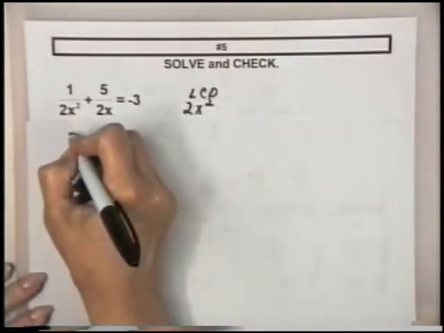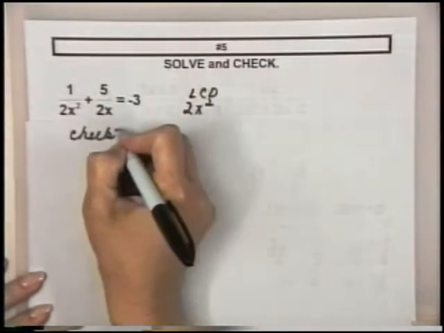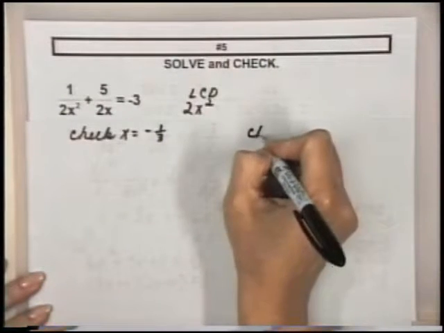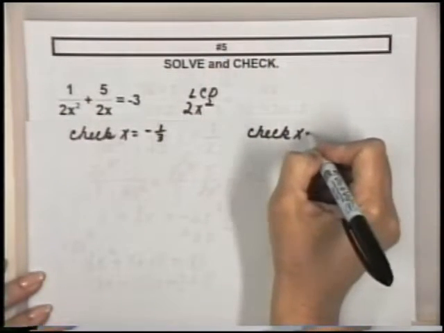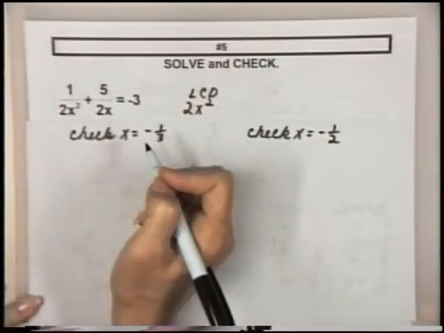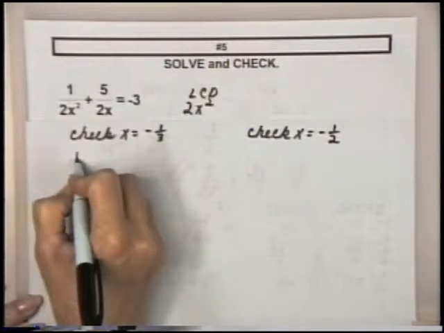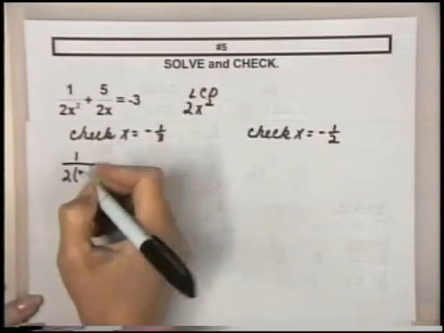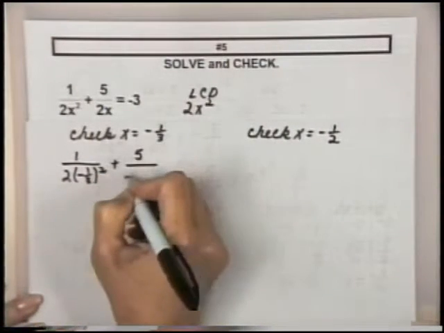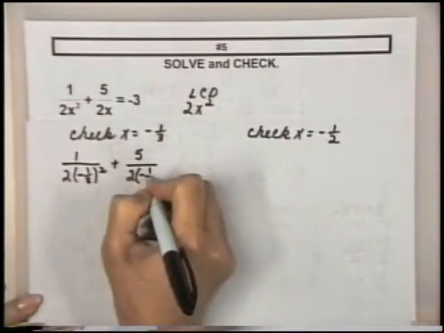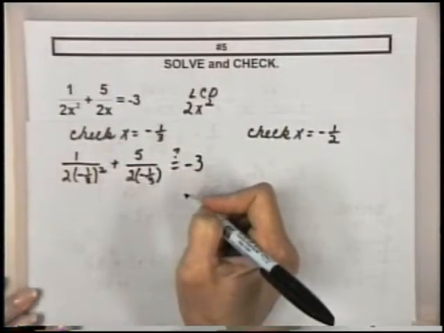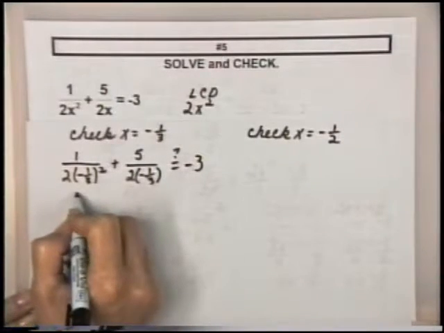So let's check. I'll check x equals negative 1/3 and x equals negative 1/2. Replacing each x with negative 1/3, I will have 1 over 2 times negative 1/3 squared plus 5 over 2 times negative 1/3. Does that equal negative 3?